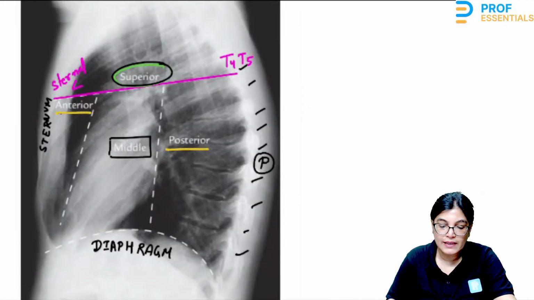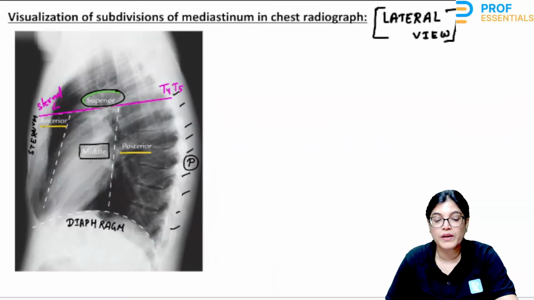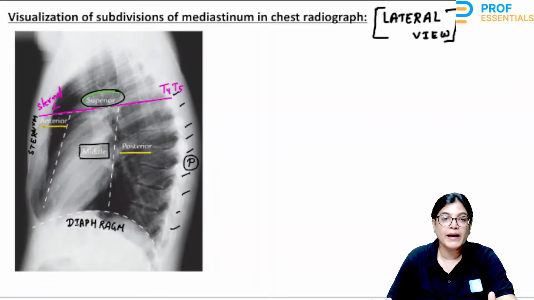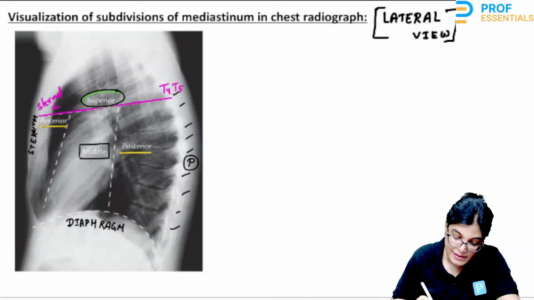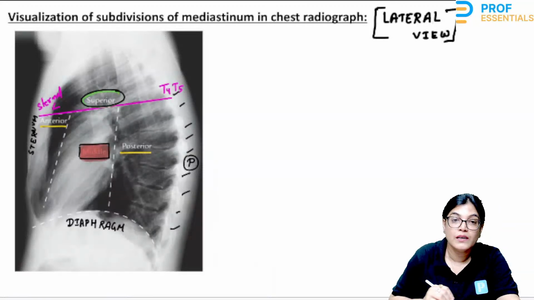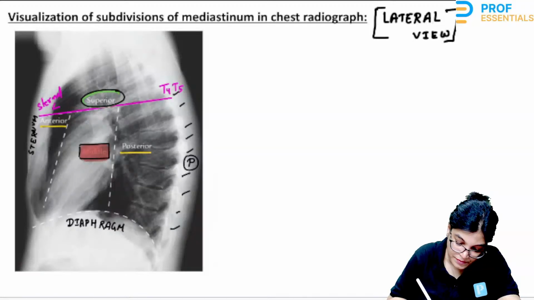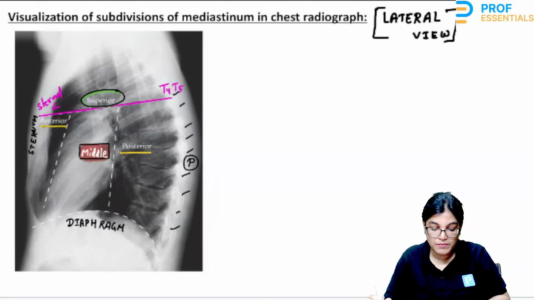So basically, in the shadows which are shown here, a prominent cardiac shadow has been shown in the middle. This prominent cardiac shadow in the middle is the middle mediastinum. So this is the middle mediastinum. Okay, you can just write it as middle. Okay, this is the middle mediastinum.